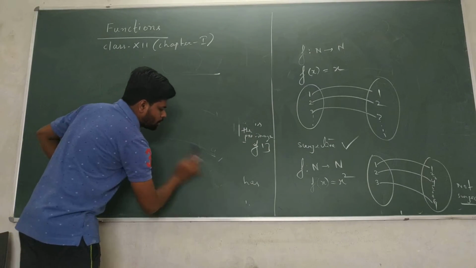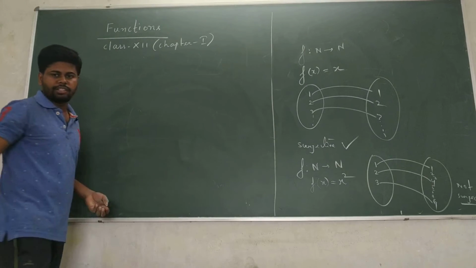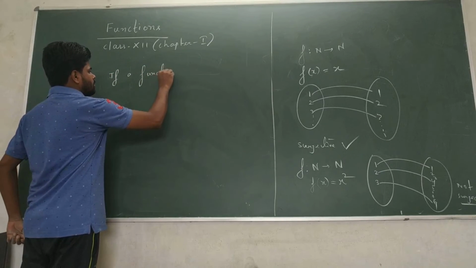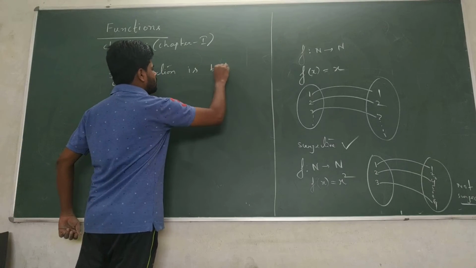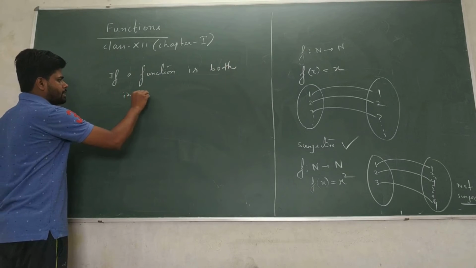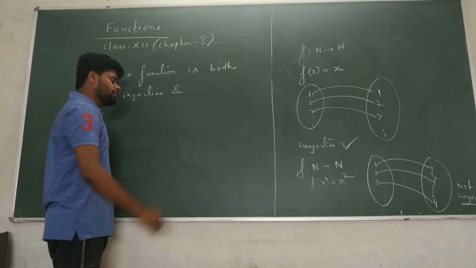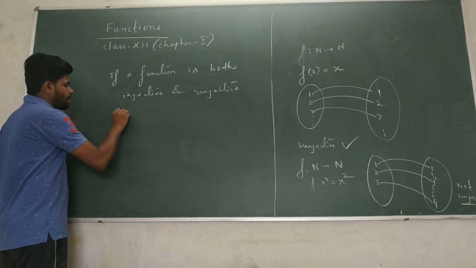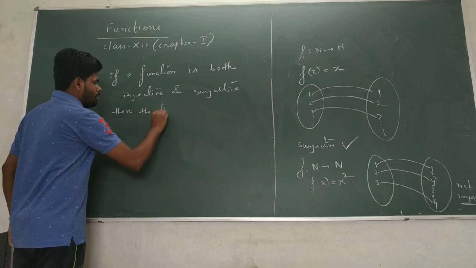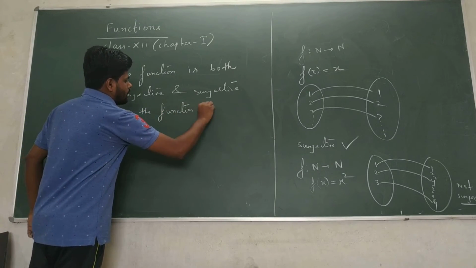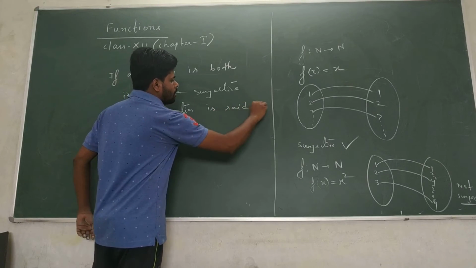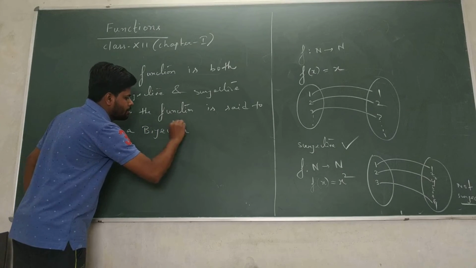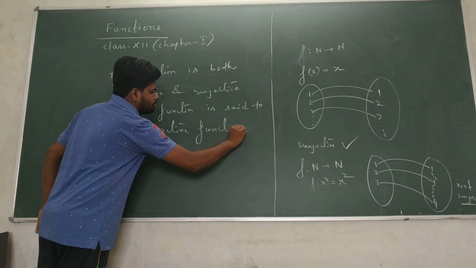Now I am going to tell one more thing after injective and surjective is done. If a function is both injective and surjective, then what happens? Then the function is said to be a bijective function. This is a very important concept, bijective function.